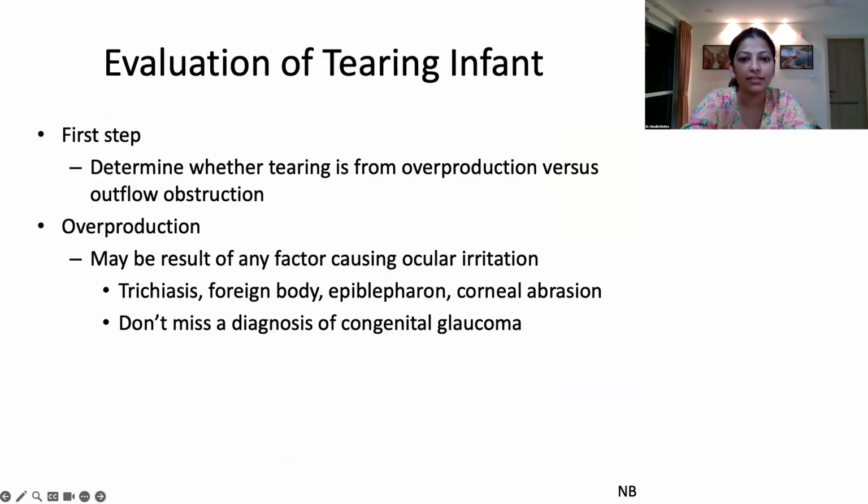Right? Next. So the first step when you evaluate is to determine whether this tearing is because of overproduction or because of outflow obstruction.